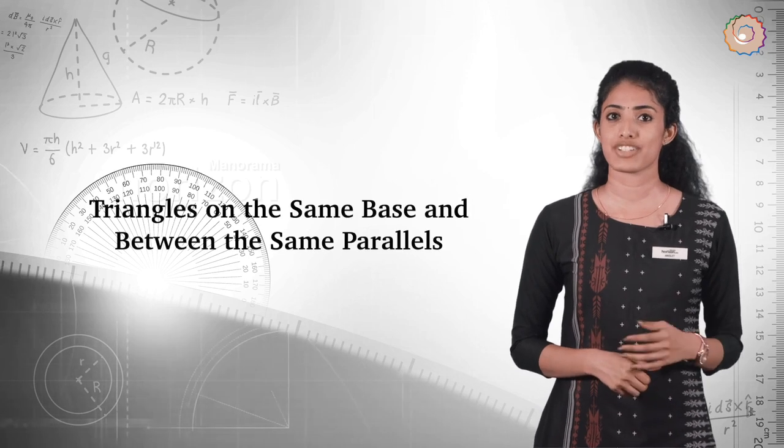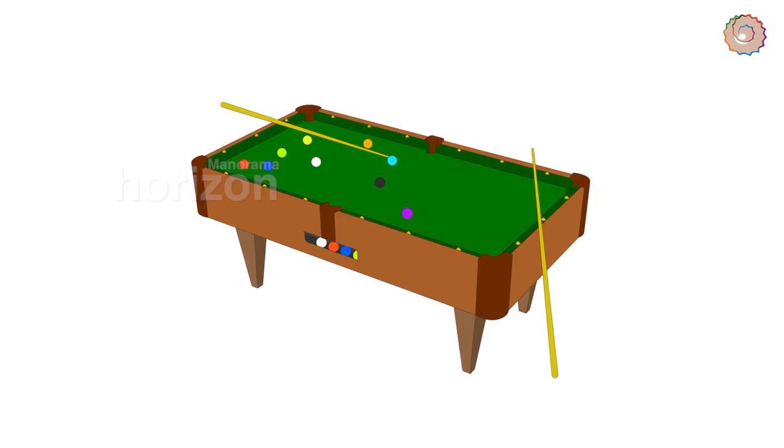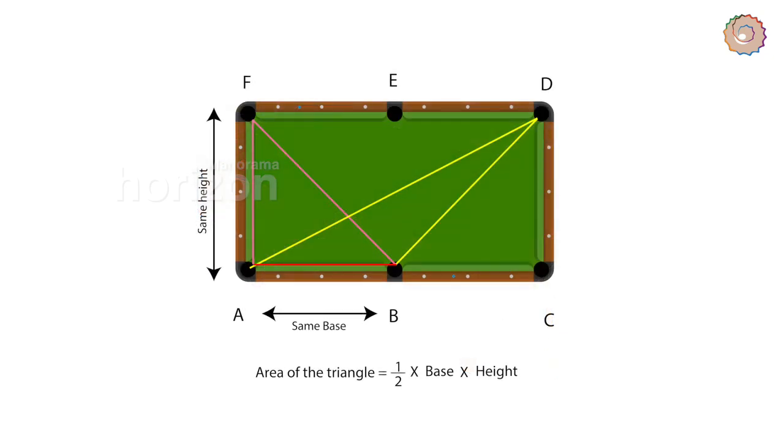Now, let us discuss triangles on the same base and between the same parallels. Here, let us consider a snooker table with 6 pockets, one at each corner and one each in the middle of the longer side. Using this table, let us see what we can come up with. The top view of the snooker table is shown.